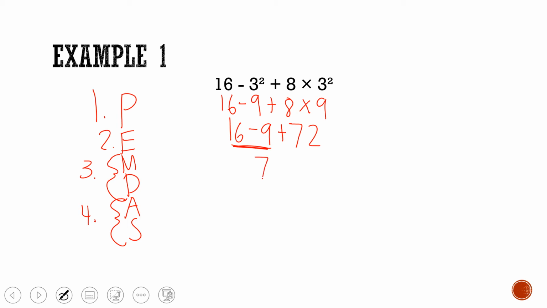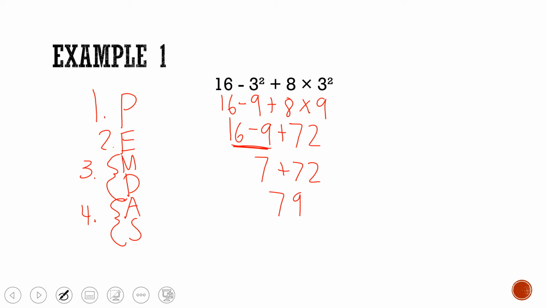And 16 minus 9 would be 7. So we replace that with the 7 and bring down the plus 72. And now this last step is easy because we only have one option. We have 7 plus 72, and we would get 79 for our final answer there for this first problem.